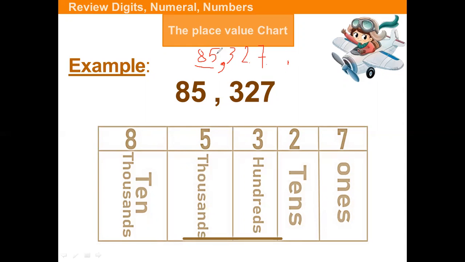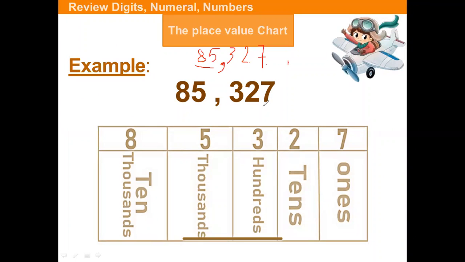So I will read all of these numbers. I will read the first number. So what is the first? 85. 85 what? 85,000. So this is the family of the thousand. So it will be 85,000. Okay, what about the rest of the numbers? It will be 327. So I will read all the numbers together. So it will be 85,327.